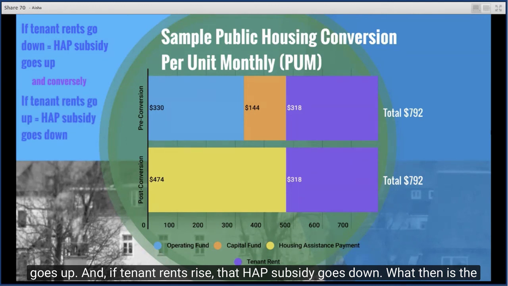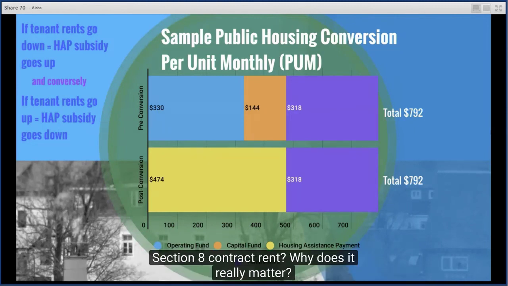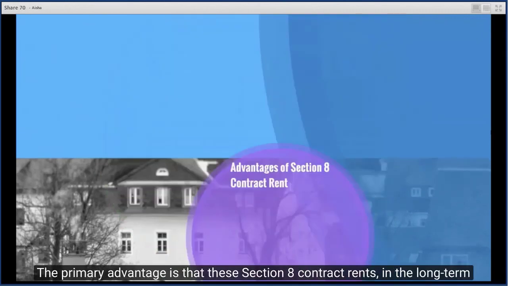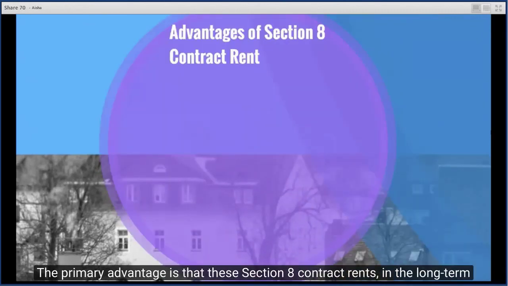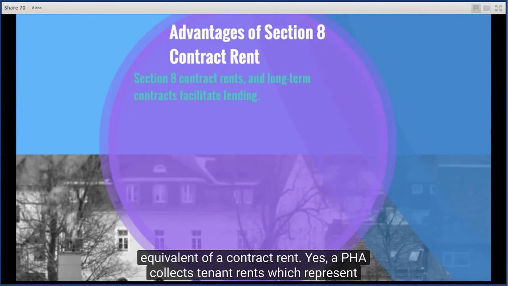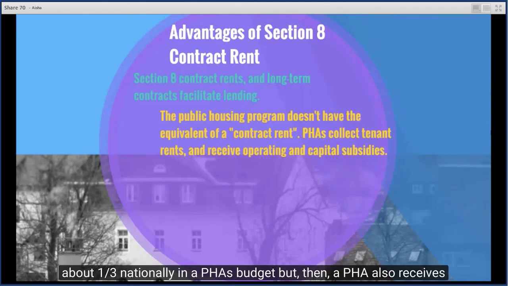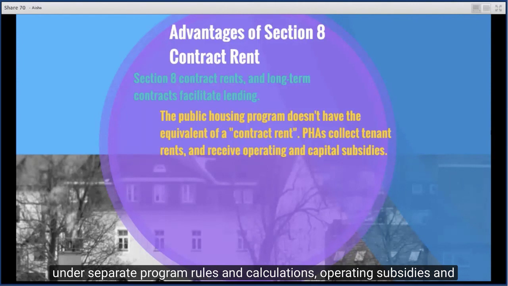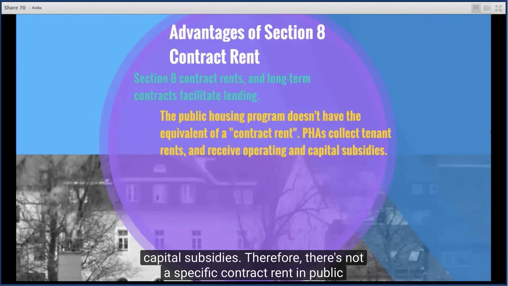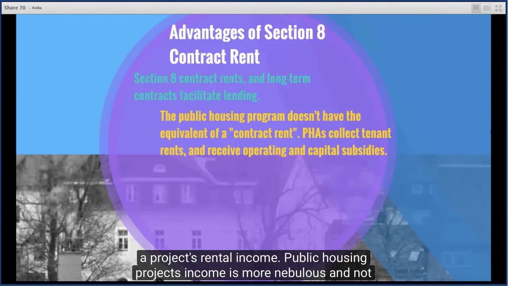What then is the significance of converting public housing rents and subsidies into a Section 8 contract rent? Why does it really matter? The primary advantage is that these Section 8 contract rents and the long-term contracts facilitate lending. The public housing program doesn't have the equivalent of a contract rent. Yes, a PHA collects tenant rents, which represent about 1/3 nationally of the PHA's budget. But then the PHA also receives, under separate program rules and calculations, operating subsidies and capital subsidies. Therefore, there's not a specific contract rent in public housing, which means that a PHA can't easily sit down with a lender and assess a project's rental income.